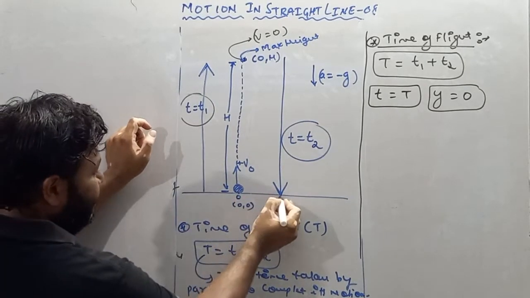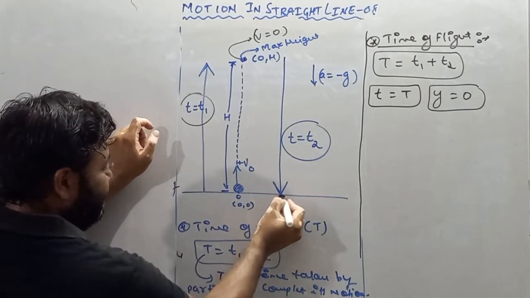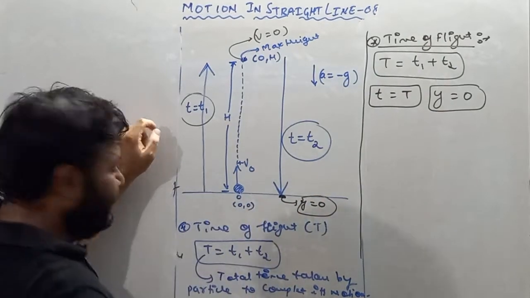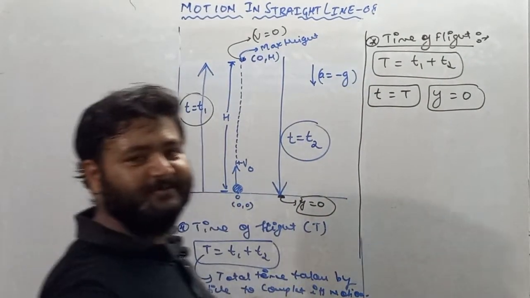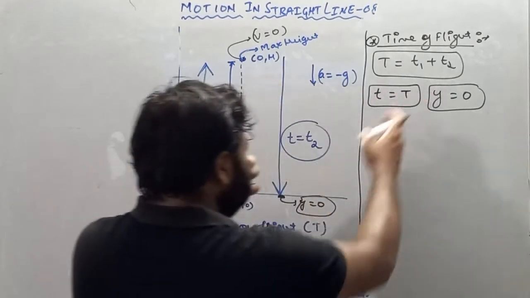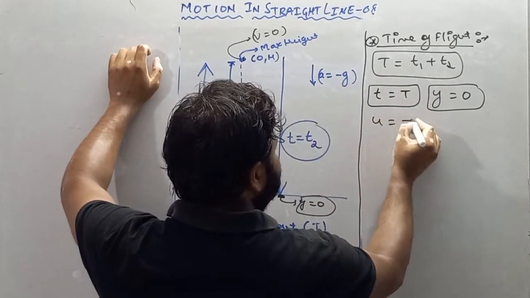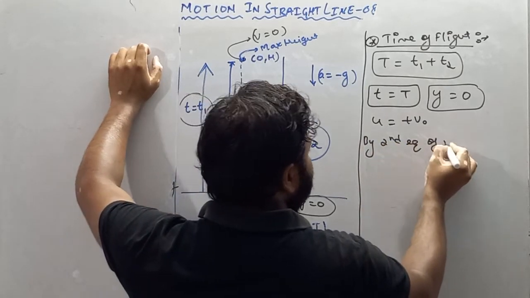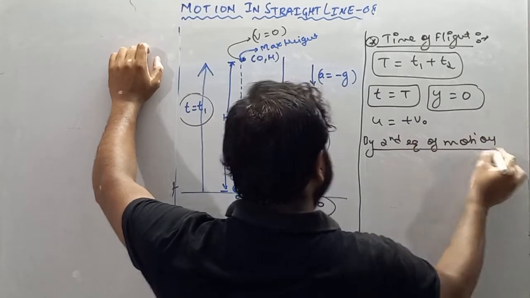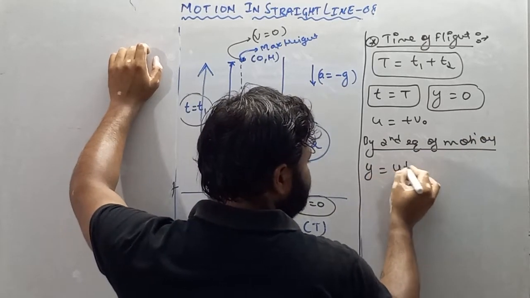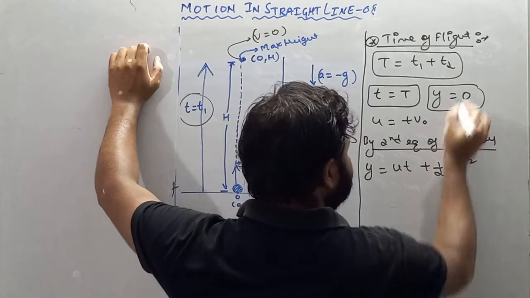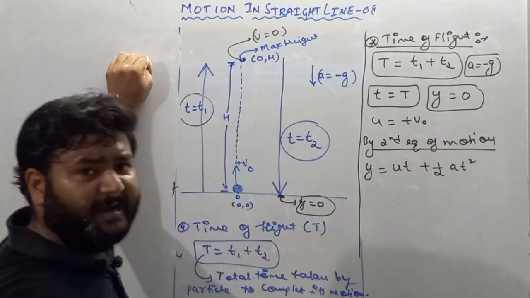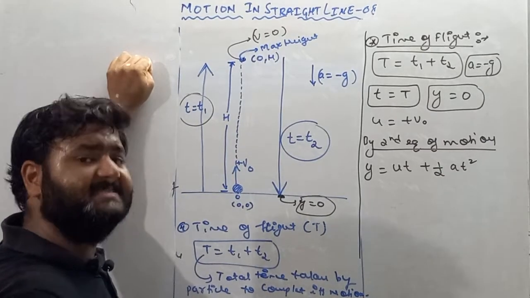So total time taken by the particle to complete its motion is called time of flight. When the particle reaches this point, we know that y is equal to 0, because this point is considered to be origin, and we know that origin carries 0 value. So y is considered to be 0. Again, initial velocity is v naught. So write down by the second equation of motion. We know that the second equation of motion is y is equal to ut plus half at square. Instead of a, we'll write minus g, because the only acceleration acting on the particle when the motion is along the y-axis is minus g.